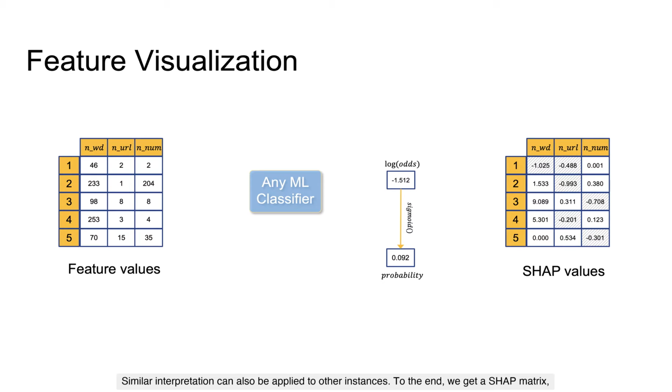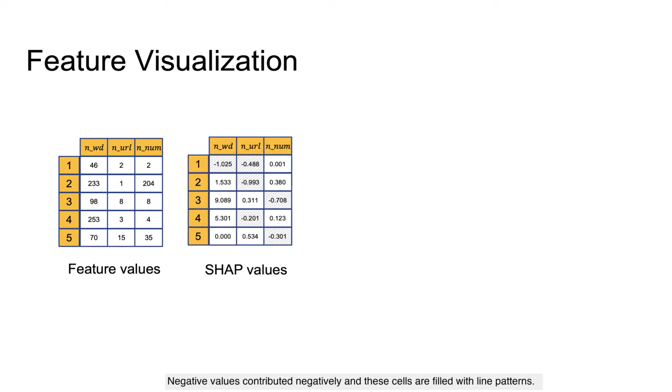To the end, we get a SHAP matrix, which has the same shape as the input data. Note that the SHAP value could be both positive and negative. Positive values indicate the corresponding feature value increased the probability, or say contributed positively. Negative values contributed negatively, and those cells are filled with line patterns.